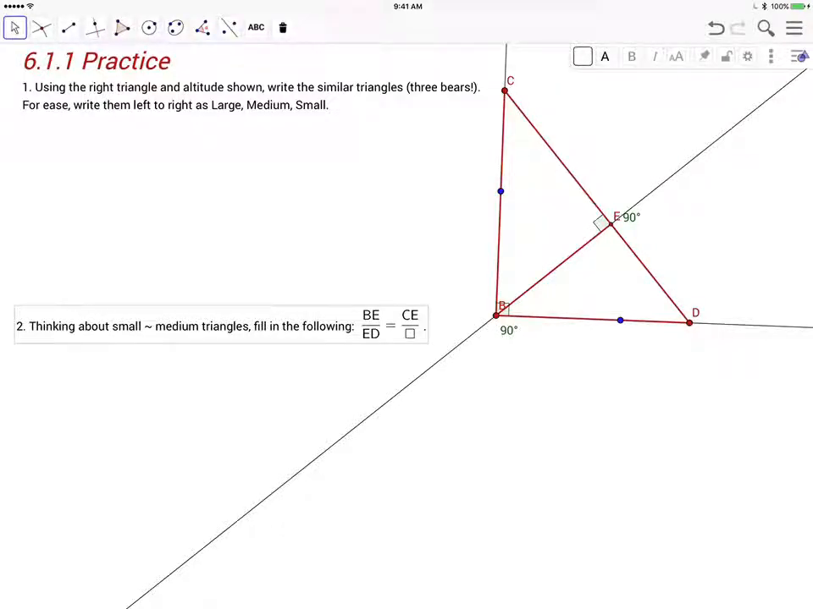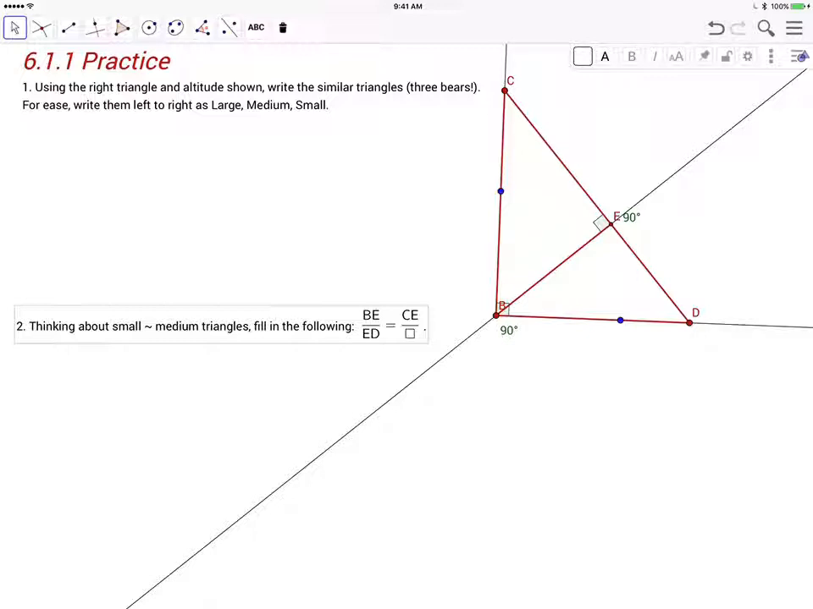Okay, here's 6.1.1 practice. Number one, use the right triangle and altitude shown. Write the similar triangles, right? The three bears that I talked about in the screencast. For ease, let's think about them left to right as the large, the medium, and then the small.